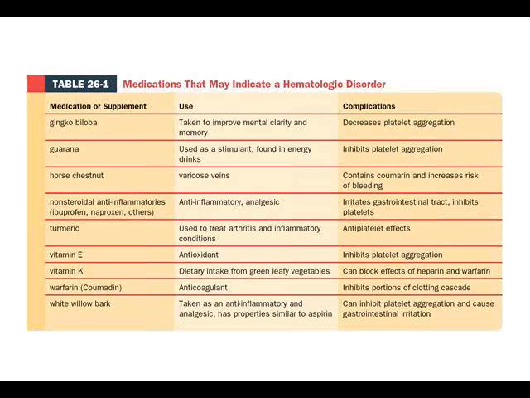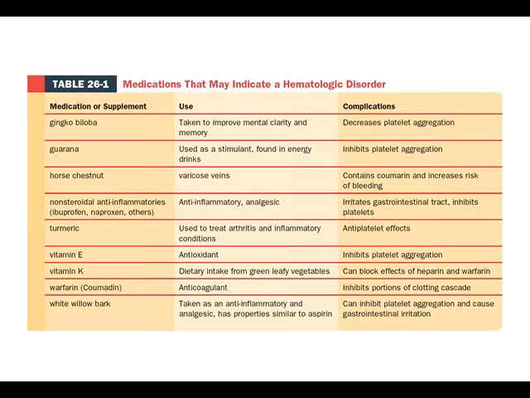Turmeric, used to treat arthritis, has an antiplatelet effect. Vitamin E is an antioxidant. It inhibits platelet aggregation. Vitamin K, which we usually get from our green leafies, can block the effects of heparin and warfarin, so it is actually more likely to cause clots. So it's kind of a 180 from the theme we've been seeing. Warfarin, or Coumadin, is an anticoagulant.